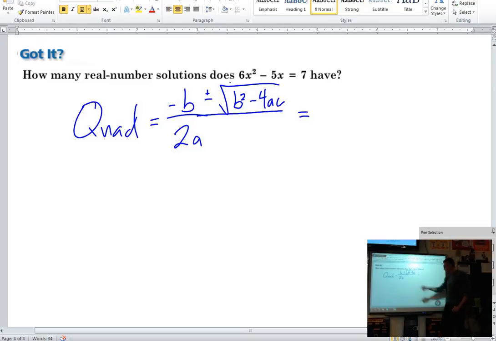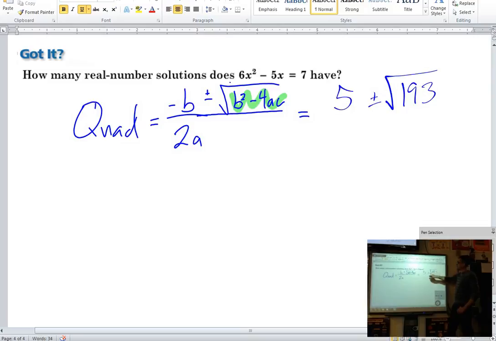But now, I don't need to solve this, because we already did. We know that's 193. So when I go to actually do this, we can just plug in my b. The opposite of my b is positive 5, plus or minus radical 193 all over 2 times 6, because we already solved our discriminant.